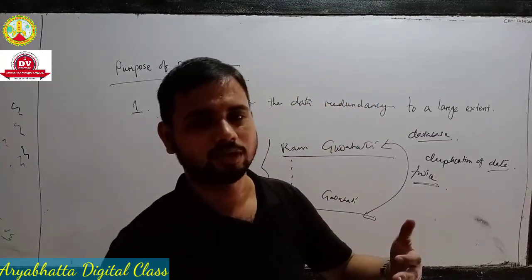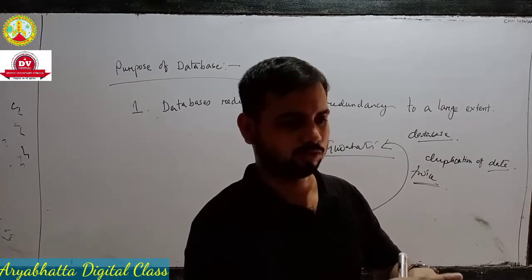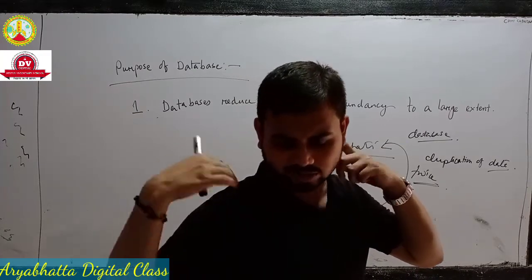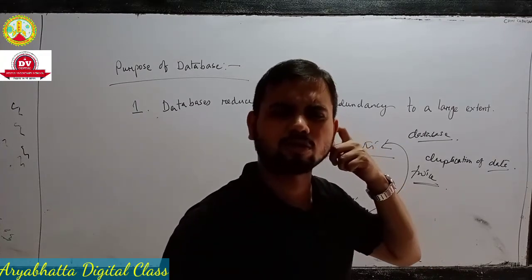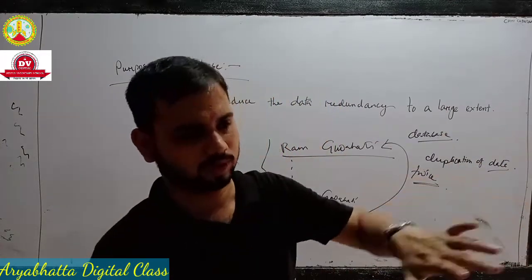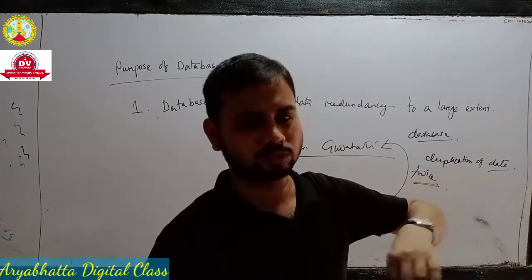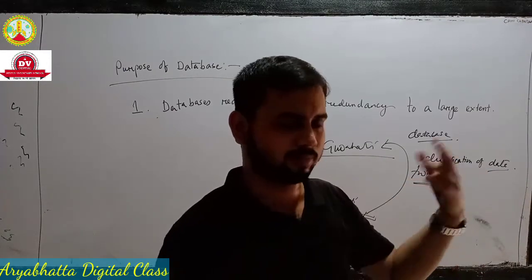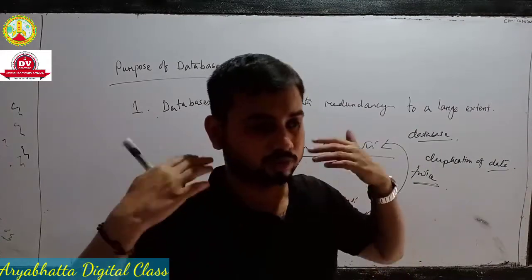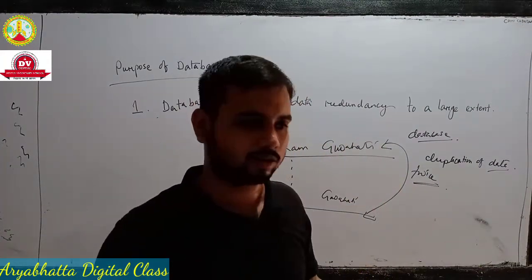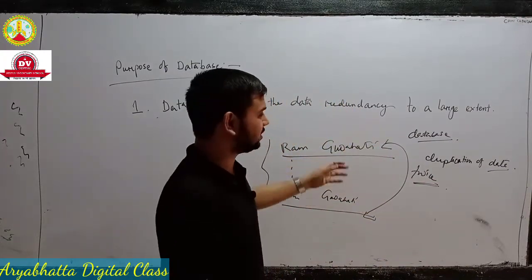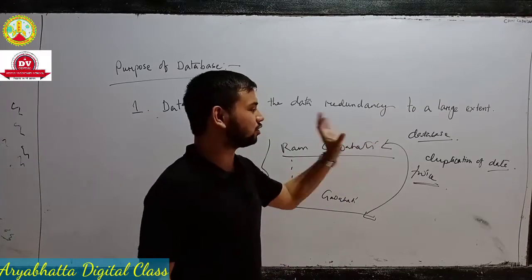Suppose you applied for a post in an exam. After some days you forget whether you applied or not, and you go to the application system and apply again. Then immediately, when you put your phone number or email, a message comes that your phone number and mail ID are already registered. Then you remember, oh, I already applied for this post, and you skip it. This is the database concept. It never allows duplication of data.